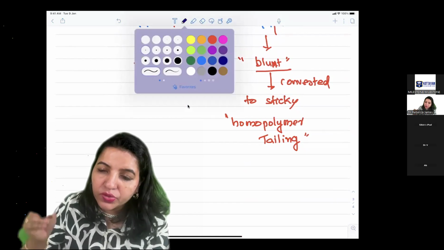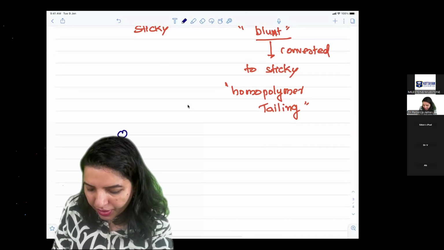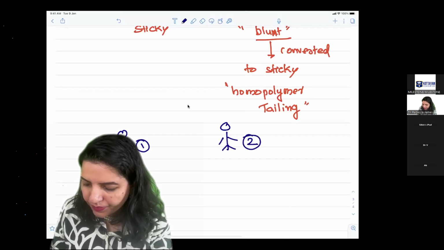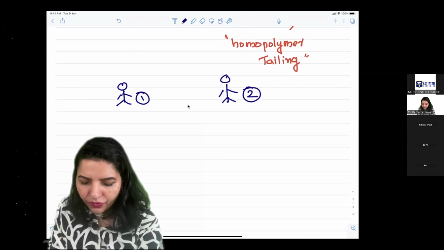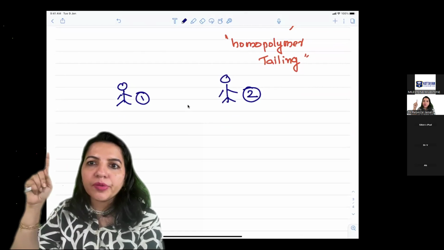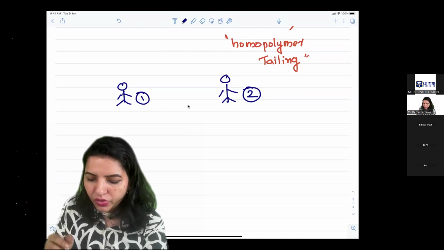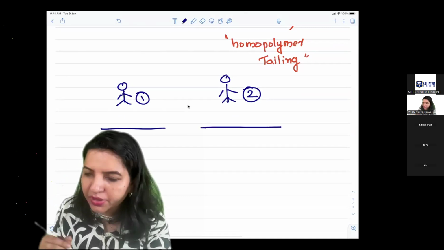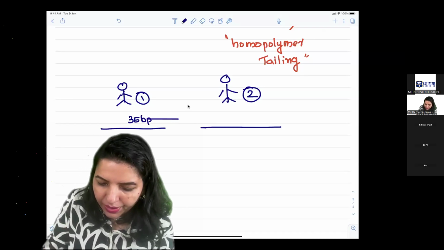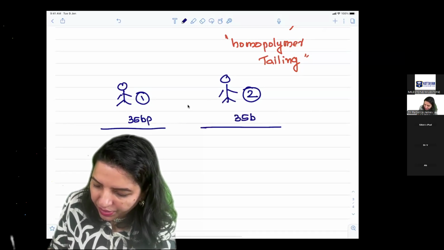Now I'm going to give you some applied aspects of restriction enzymes. Say we have individual 1 here and another individual 2 here, and I'm taking one allele. What is an allele? We have two copies of each gene because we are diploid organisms, and one of them is called an allele. I'm taking the same allele of both persons, and we assume this allele has 35 base pairs.